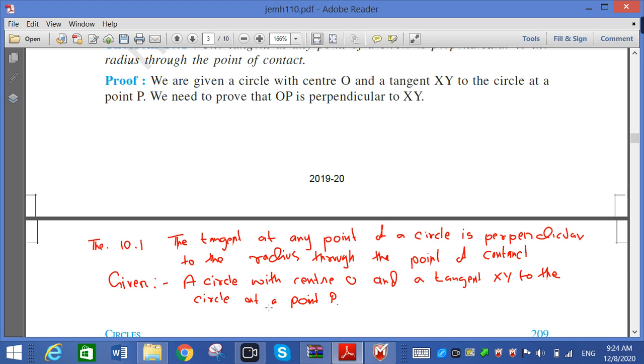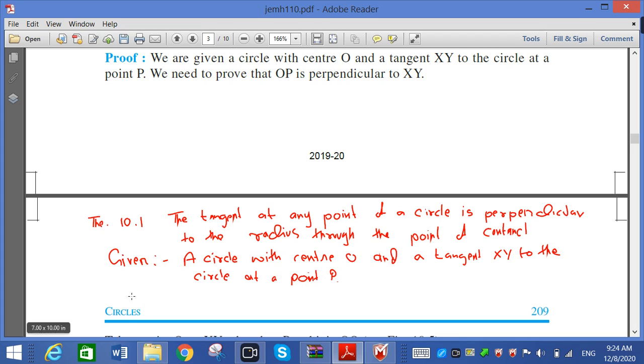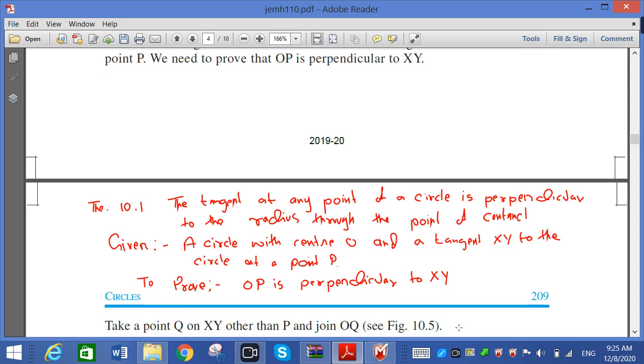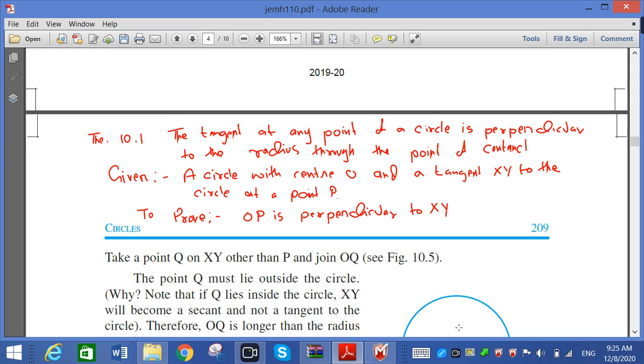What we have to prove? To prove: OP is perpendicular to XY. OP is perpendicular to XY. That we have to prove.